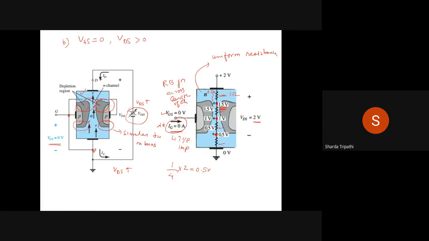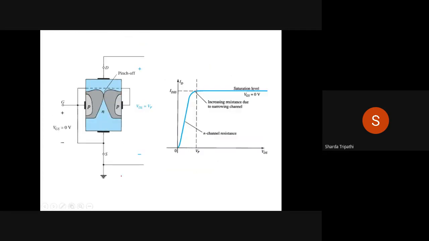Now let us see how ID varies by change in VDS. So this we are going to see through this plot. Observe that this plot is the plot between ID and VDS, where my ID is the output current and VDS is also the output voltage. So that's why this plot is known as the output characteristic of the JFET. Or sometimes it's also known as the drain characteristics.